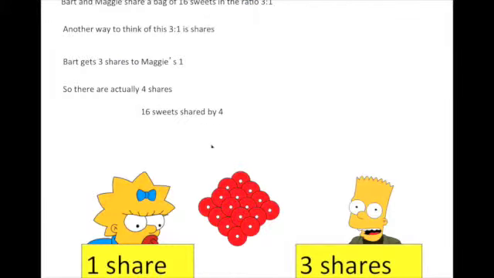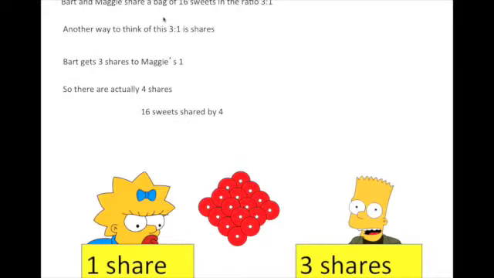Now we're talking about dividing a quantity into a ratio. So in this case we're sharing 16 sweets. This is an Americanized jargon. Sweets we refer to in Australia as lollies. So we've got 16 lollies shared into 4 equal portions. Bart is getting 3 portions and Lisa is getting 1 portion. We've got 4 portions, they're equal portions, so that means we're talking about quarters. Maggie's getting 1/4, Bart is getting 3/4.